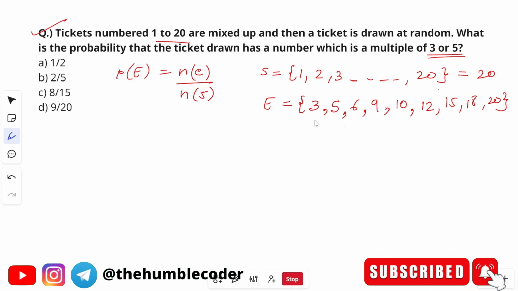We have got these numbers. Let's see the count of them. How many are there? 1, 2, 3, 4, 5, 6, 7, 8, and 9. So there are 9. So we simply take n(E), the number of outcomes in the event, which is 9, and n(S), which is 20. So our probability is going to be 9 by 20. The correct answer for this question is option D.